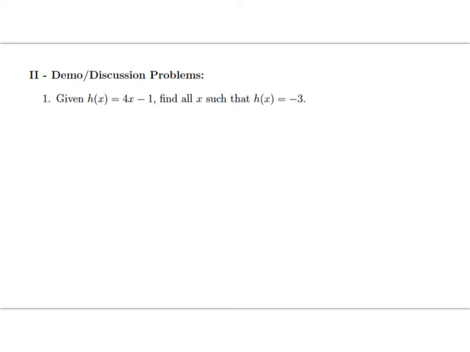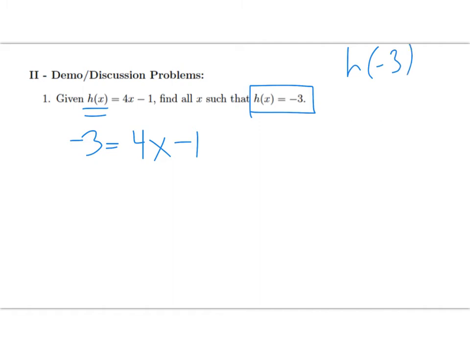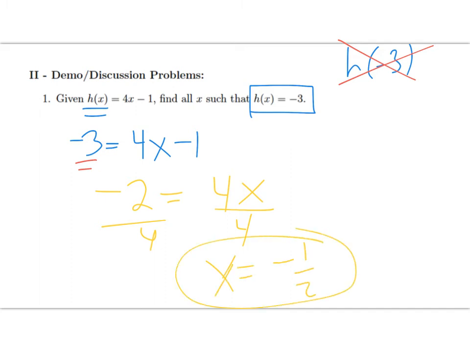So let's give it a whirl, shall we? Here we are told that h of x, aka y, is equal to negative 3. So we're not plugging in a negative 3 for x. Keep in mind, we were not told that x is negative 3. We were told that y was negative 3. And then you can solve this quite easily. Add 1 to both sides. Divide by 4. Simplify. x is negative 1/2. Your answer is an equation. You found that there just happened to be one solution.